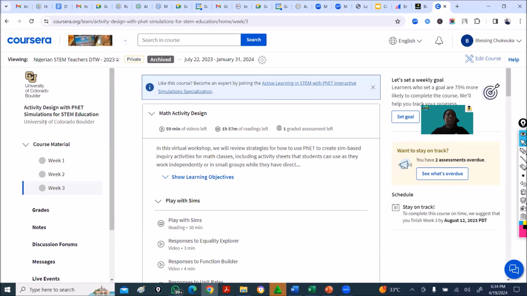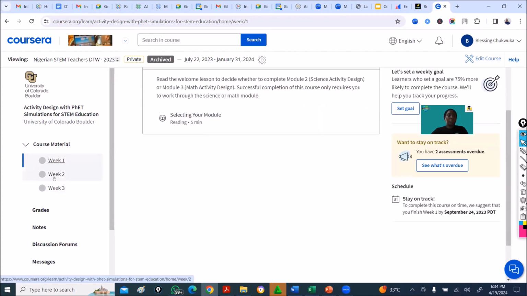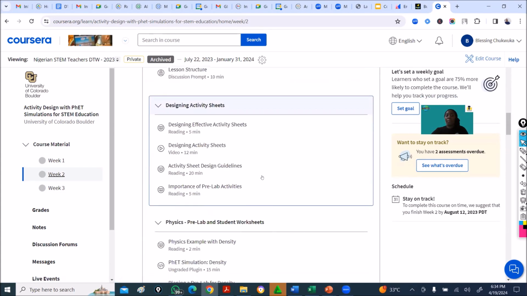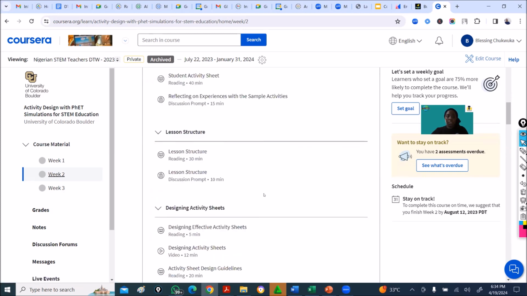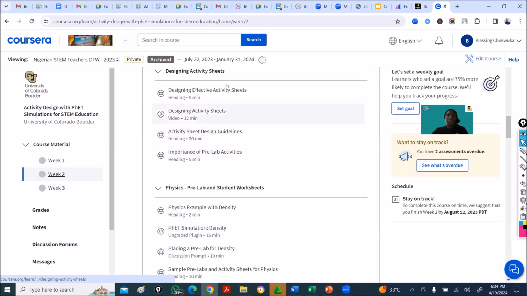All right? So for activity design, this is the way it sits. You're going to see week one. Week one is for everyone to study. Just read. It's a 5 minute read. Now week two, some science activity. So here we have chemistry. So you're going to go through all this till here, everyone.